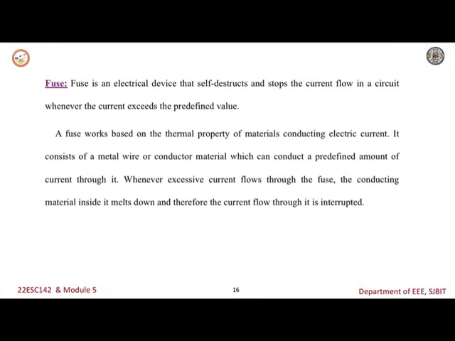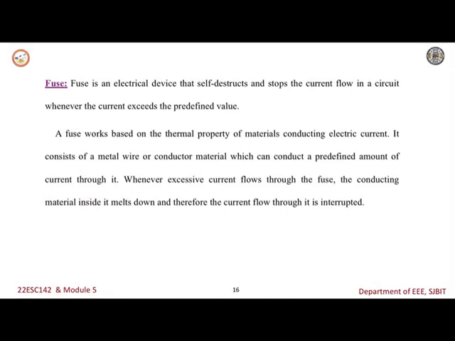So to protect the equipment, we will be using mainly a fuse and MCBs. These two are the safety equipment we are going to use. Then what do we mean by a fuse? We have heard the words fuse and MCBs in our houses and day-to-day life.